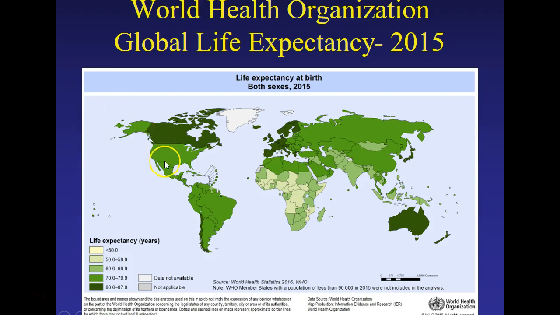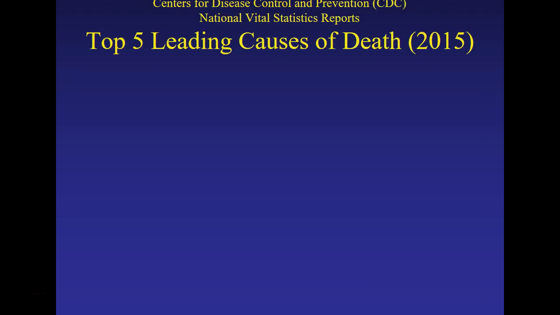Why do we not have the best? Our life expectancy is between 70 and 79 years. Other places go up to 87 years. So what's happening? Why aren't we the best? Let's talk about it. So the National Vital Statistics Report is the report that looked at how people died. And the last time they put out a major publication was in 2015.